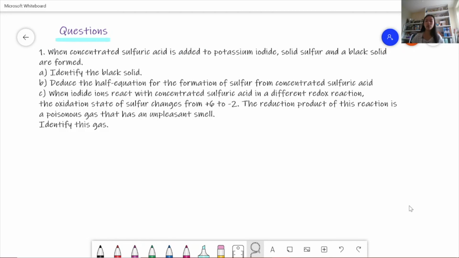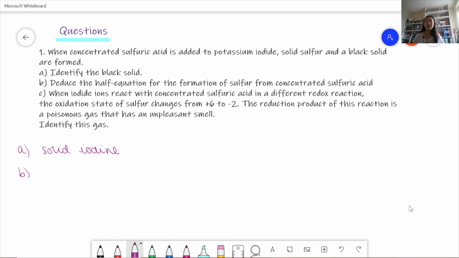So for the first question, when concentrated sulphuric acid is added to potassium iodide, solid sulfur and a black solid are formed. And A tells us to identify the black solid. So we know that when we add potassium iodide to concentrated sulphuric acid, we have quite a lot of things forming. We have a rotten egg smell and some yellow sulfur and misty fumes, and there's quite a lot of other ones as well. And the black solid which is formed that we need to remember is solid iodine. So the solid iodine is the black solid.